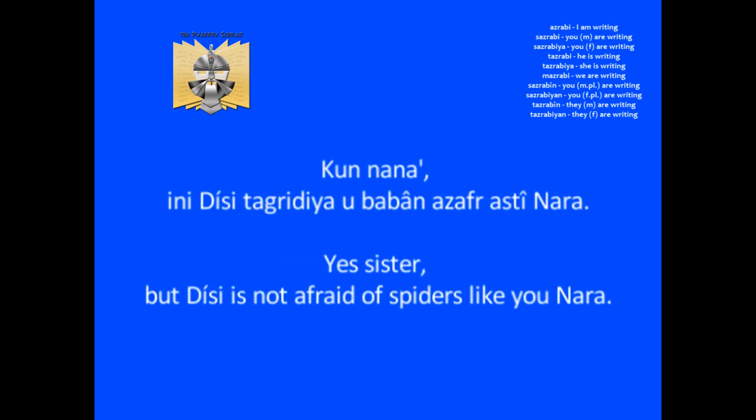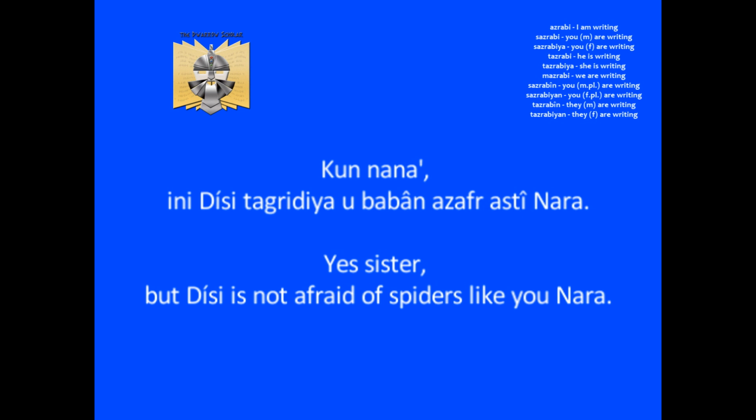Kunana inidisi tagrainya baba azafra asti nara. Tari says, yes, sister, but DC is not afraid of spiders like you, Nara. It seems Nara has been strolling along happily in the mine until she was reminded that there were spiders in the cave. Tari believes DC likely is not afraid of spiders, but seems not sure. Hence, she will not use the perfect form here, seeing that the matter is also something that can be easily vividly imagined. The imperfect form is just right for it, as used here.